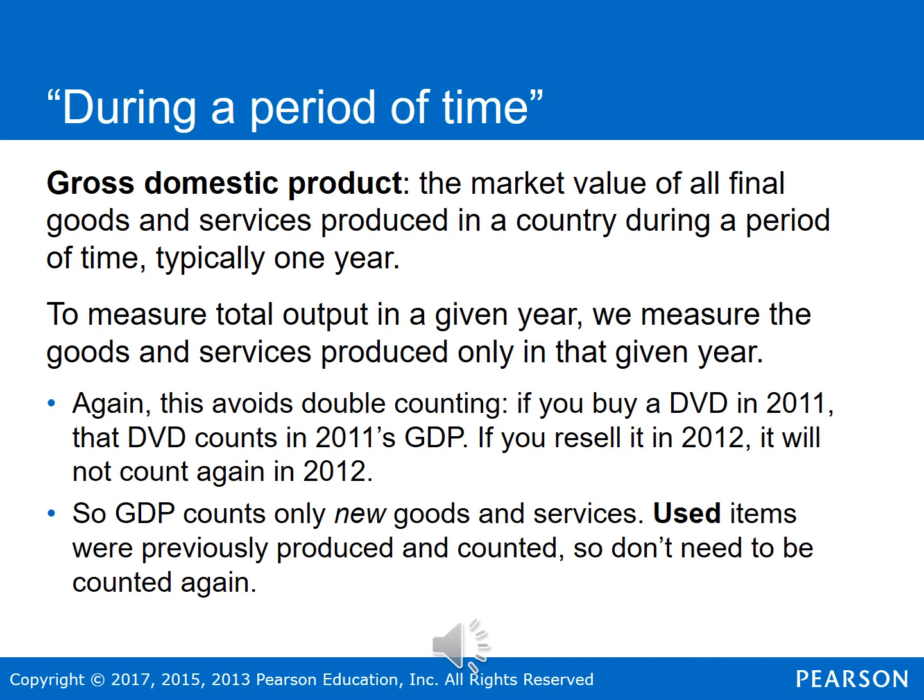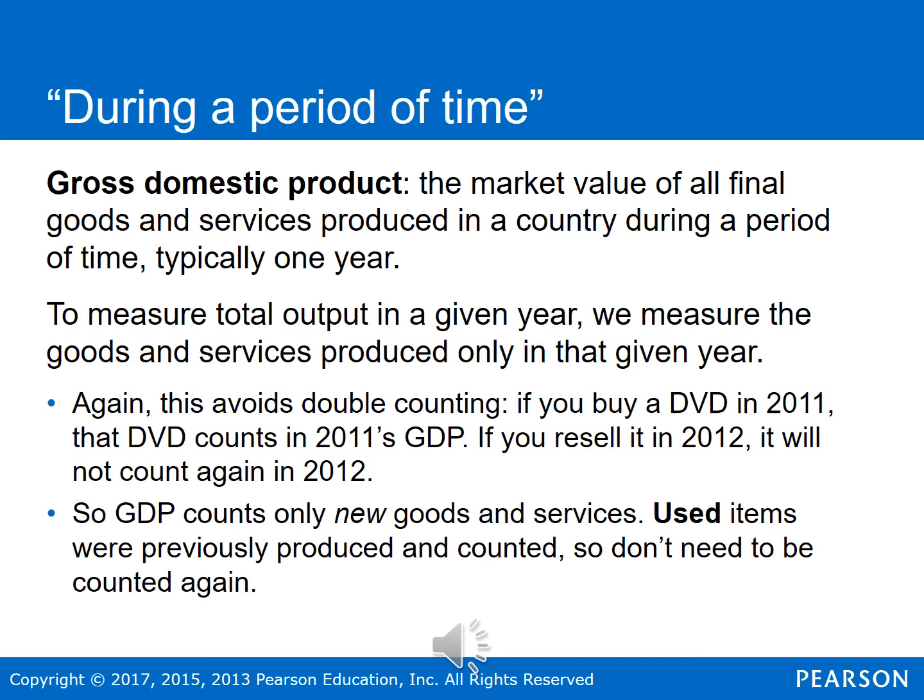And finally, we look at gross domestic product during a period of time. So if we want to measure the total output in a given year, we measure the goods and services produced and consumed only in that given year. And again, this is done so we prevent this double counting, like on the previous slide.